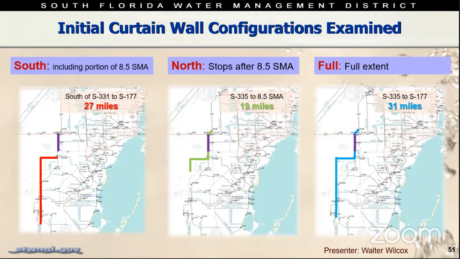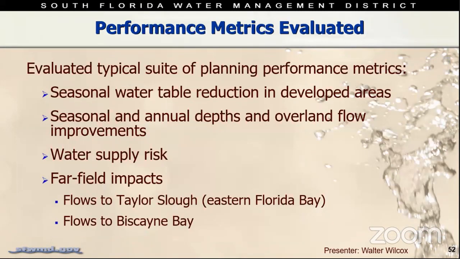And then we also do a little segment in Water Conservation Area 3B. There's a little diagonal segment that's hard to see on the map, but that segment is one of the most transmissive portions in our system. We know that a lot of water seeps out of Conservation Area 3B and into the L-30 and L-31N canals, so there may be some benefit to controlling seepage in that area. And then on the right is the full extent wall, which combines these two concepts and implements a curtain wall for 31 miles from the southern portion of 3B all the way down to S-177. So if we can move on.